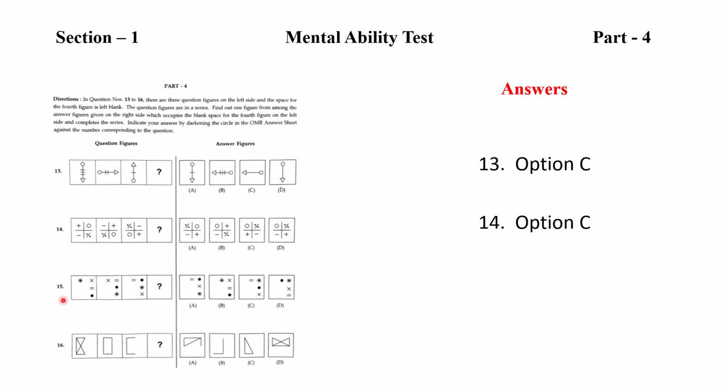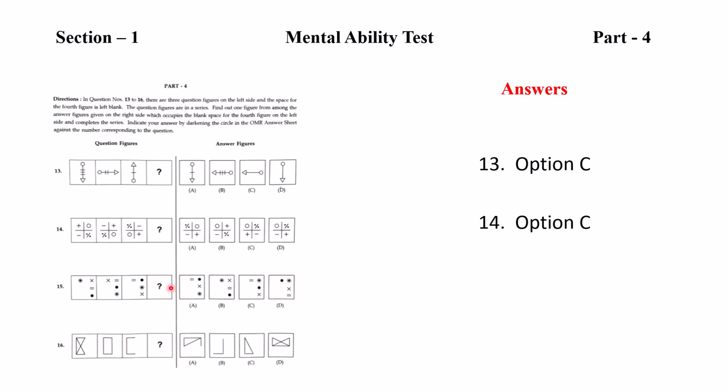Next, question number 15. In this, we can see that this is repeated, it is rotating in anti-clockwise direction, where x is moving here, this equal to sign is coming up, black dot is coming up like this, and this is taking this initial position, and this rotation is going in anti-clockwise direction. And the next possible figure is going to be, this dot should come here, and option D is the only possible answer which would give us this correct answer.